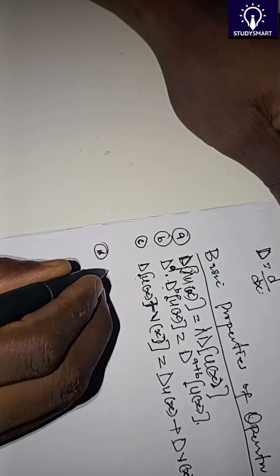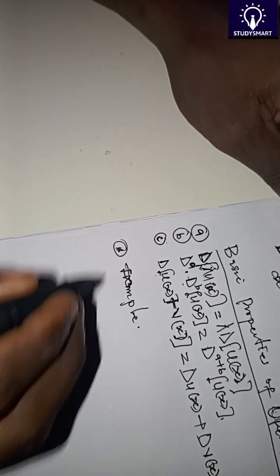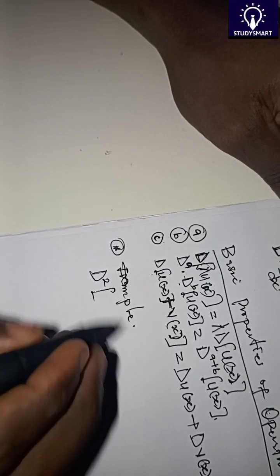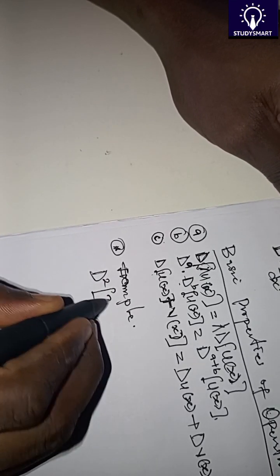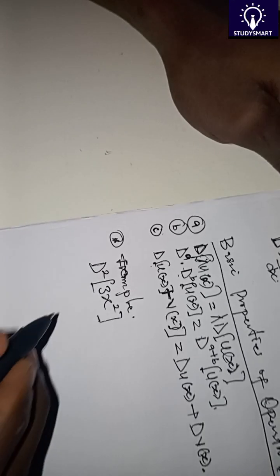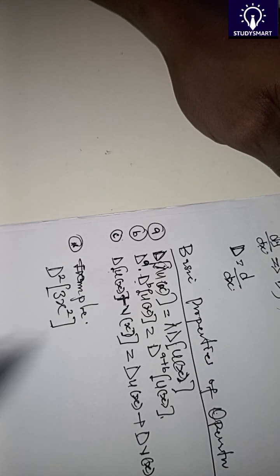Right, so example, if I have the square into 3x to power 2. Right, so let us solve this. Just like I told you earlier, in operator d we differentiate, but in the inverse operator d we integrate.